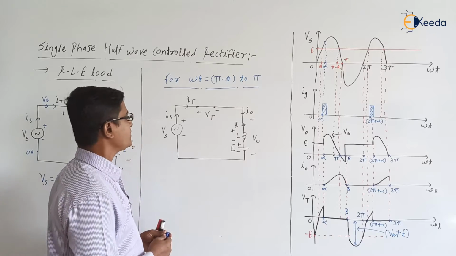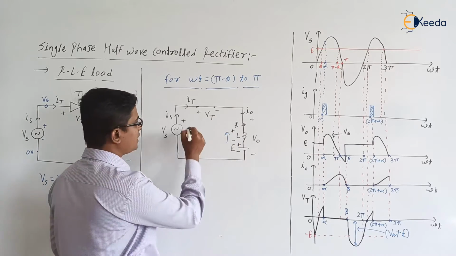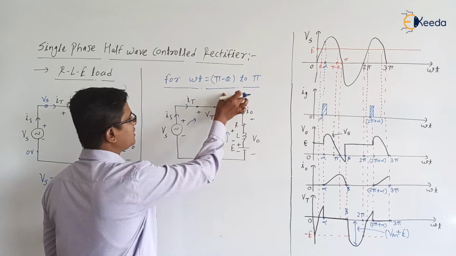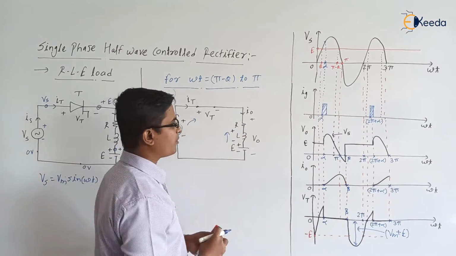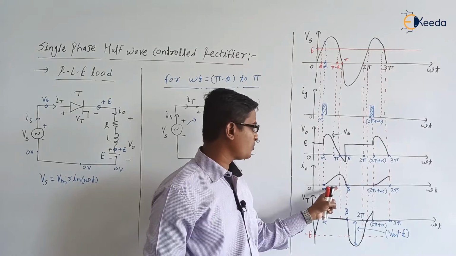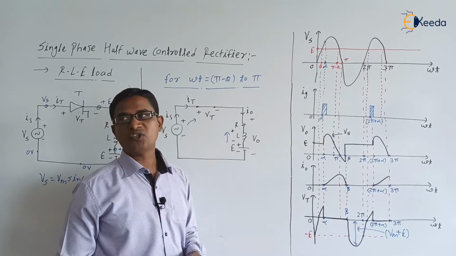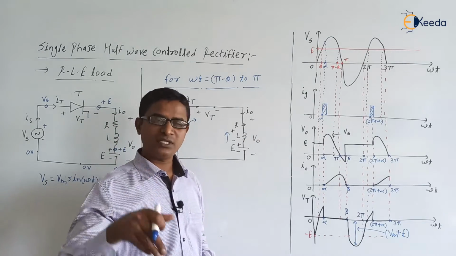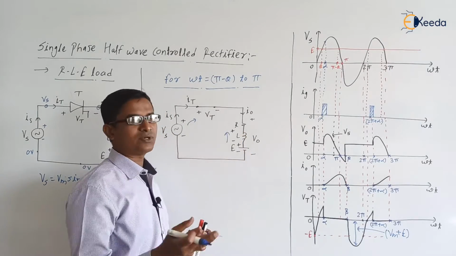Now this E is trying to circulate current in this direction. Vs is trying to circulate current in this direction, but during this interval Vs is less than E. If you check before pi minus theta, what is the current flowing through the inductor? It is non-zero and positive. Positive current means the direction of the current flowing through the inductor or the load is downward. Will this inductor allow the sudden reversal of the current?